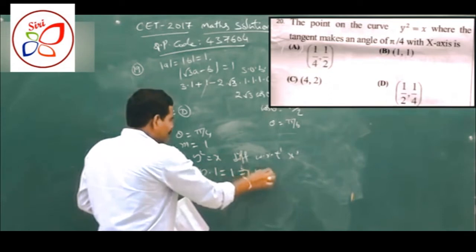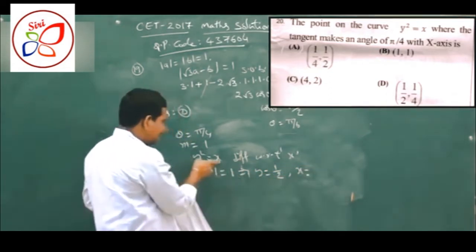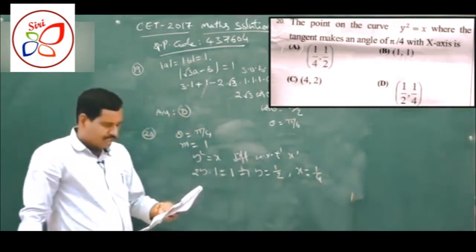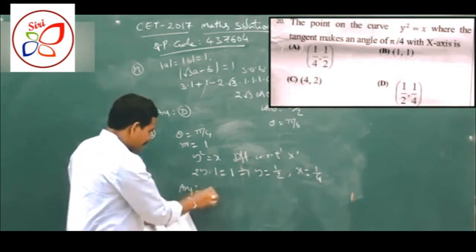So that y is equal to 1 by 2, which gives the value of x. Y square means 1 by 4. So the point is 1 by 4 comma 1 by 2, first option A. Question number 21.